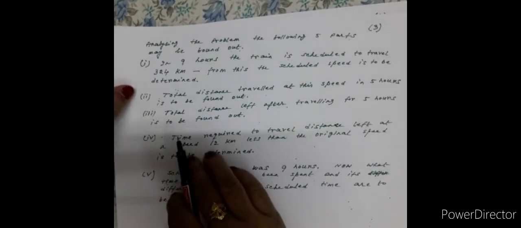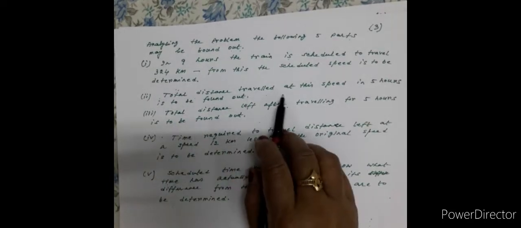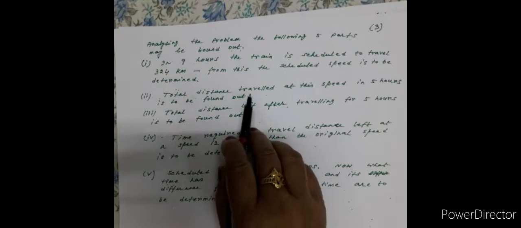Now come to part 2. What was part 2? Total distance travelled at this speed in 5 hours is to be found out. At this speed means original speed. What was the original speed? You have already calculated 36 km. So, number 2, in 1 hour the train travels 36 km.